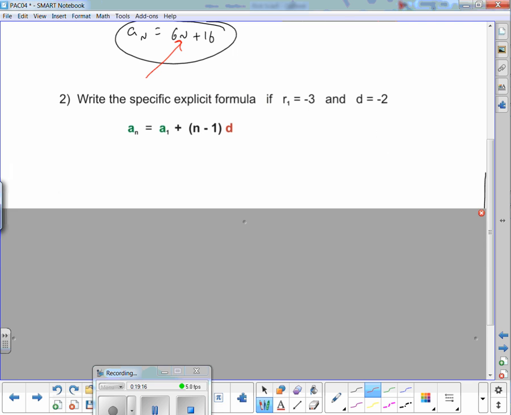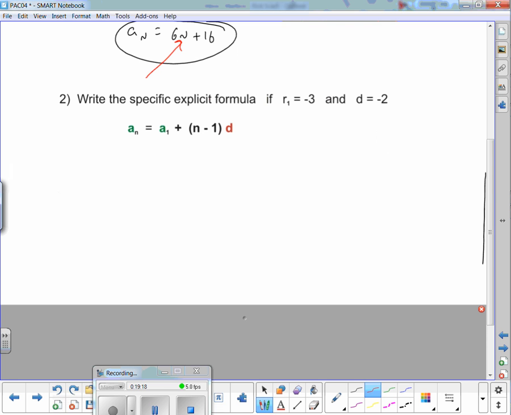All right, let's try to do that again. Second example. Write the explicit formula. If R sub 1 equals negative 3 and D equals negative 2. So here's normally, watch, everybody, before you get too far ahead, I'm fine with you guys doing this. Oops, let me just get my black. So I'm okay if it looks like this.